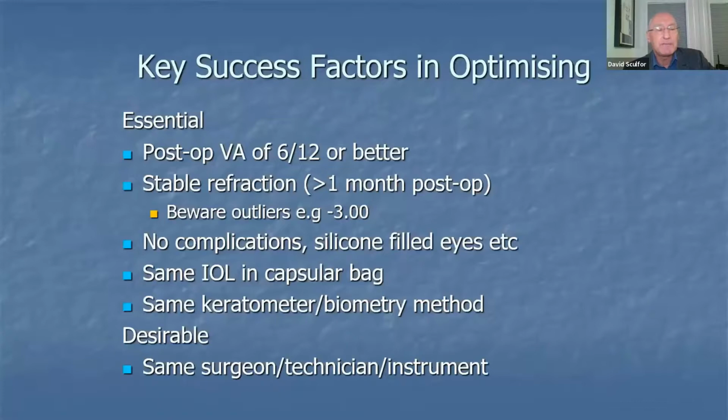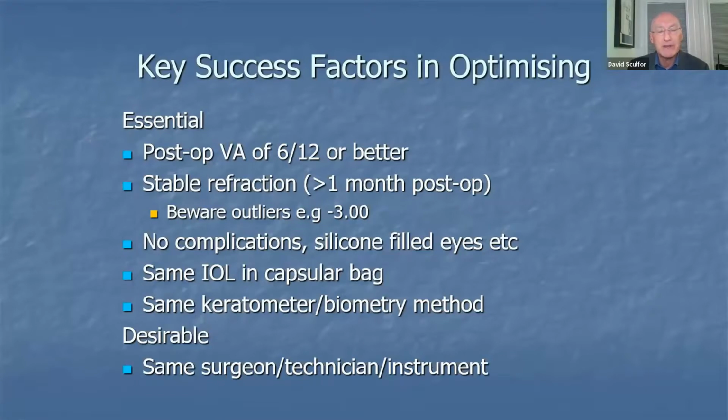First thing you have to have is a good post-op VA. If you've got somebody whose best corrected vision is 6/60, they're not going to be able to be refracted to within a sort of diopter or so. So you've got to have a post-op VA of 6/12 or better. It must be a stable refraction, so more than a month post-op.